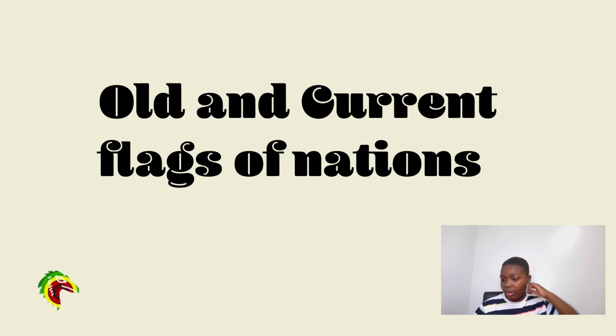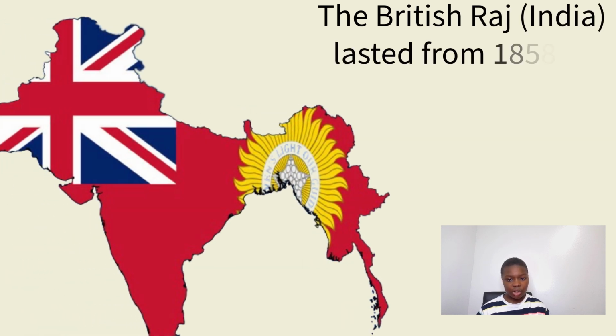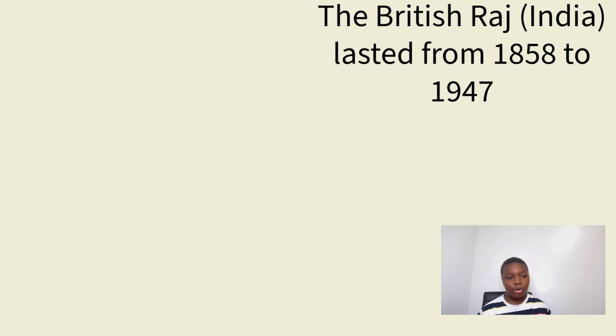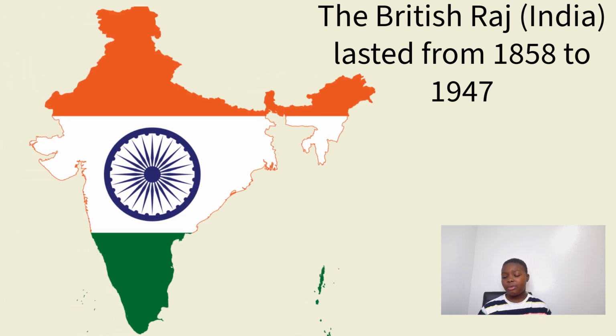Today we're talking about old and current flags. The first one is British Raj. British Raj was a colony of the British Empire. British Raj lasted from 1858 to 1947. In 1947, the known country of India got independence, and it has been independent from 1947 to current day.